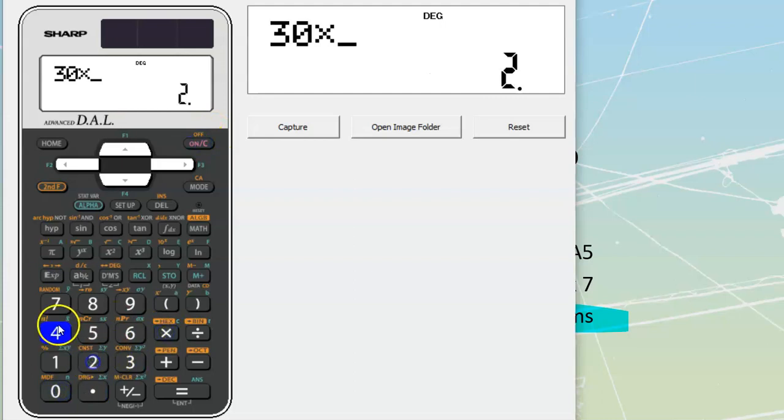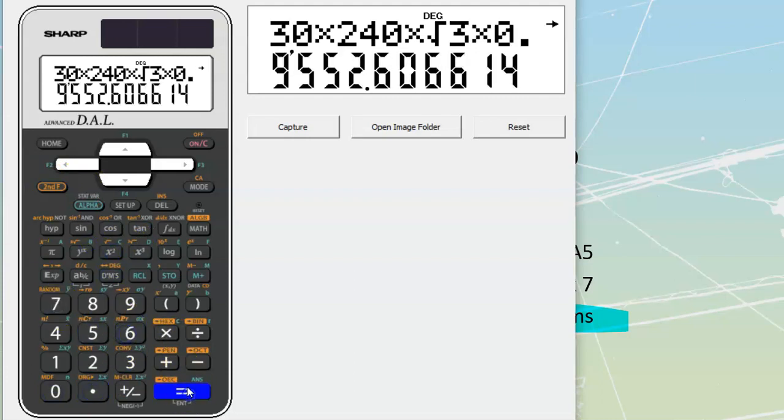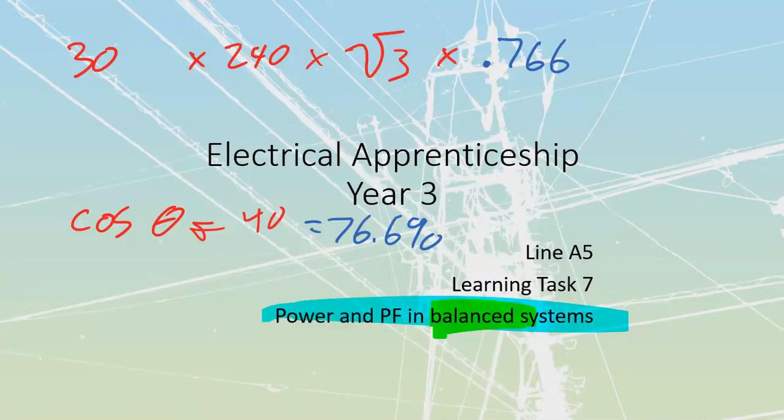30 times 240 times root 3 times 0.766, and we end up with a total amount of watts of 9,552. So we end up with this value over here. You can check inside of your book. It should be 9.5 kilowatts that you end up for your total power. This is the total amount of kilowatts that we have over here.